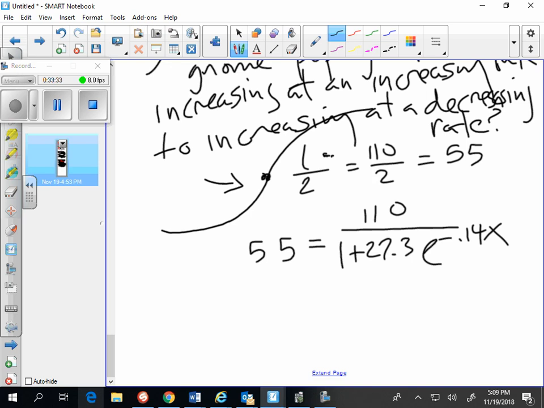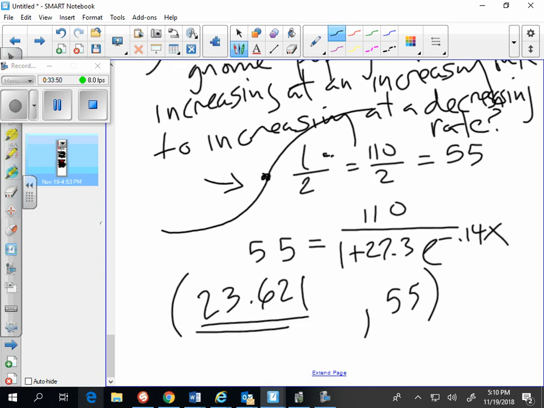I use the calculator method to find this point of intersection, and we already know the y value here is 55, half the carrying capacity. And when I did second calculate intersect, I got 23.621 as the x-coordinate. That means after 23.5 days approximately, the population of gnomes is going to go from increasing faster and faster to increasing slower and slower. This is the moment in time when gnome population is growing fastest.